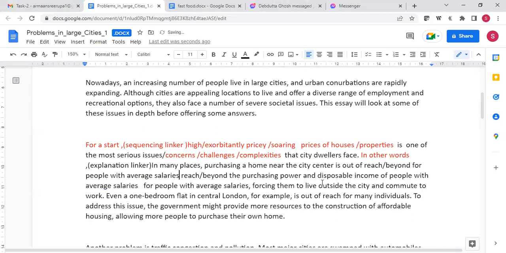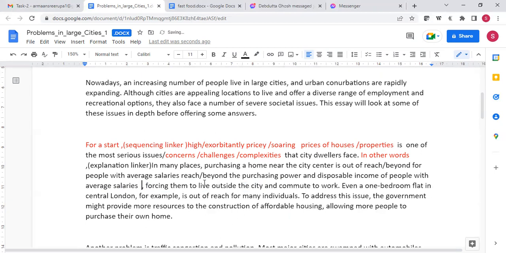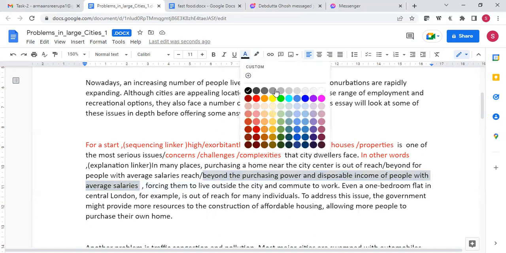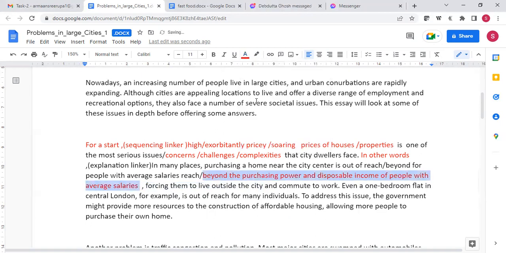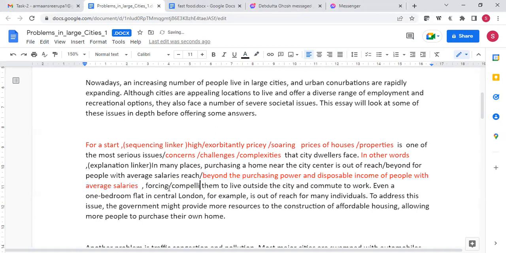So either of the ways could be written. Which one do you find better? This is better, right? Purchasing power, and this one, yeah? So again, as I said, when you write, please make it a point that you're using less common words, and the advanced words are something that you're using. Okay, forcing them again. Better than forcing, compelling. Compelling. Forcing is correct, but compelling is a less commonly used word, so an advanced word.